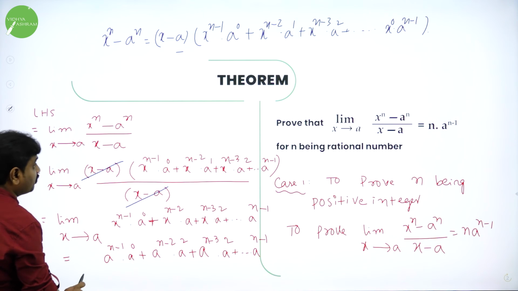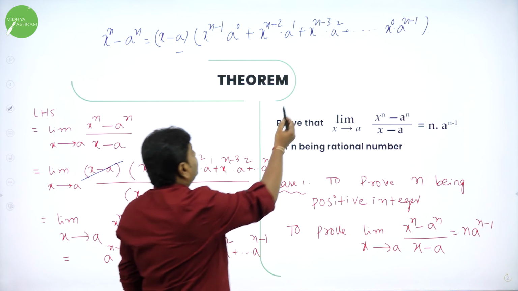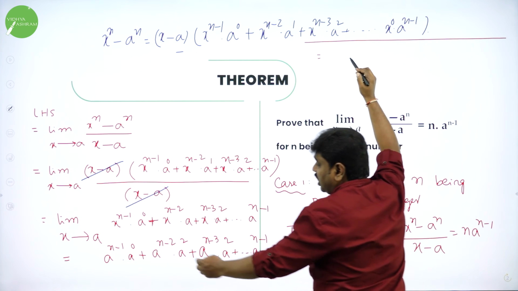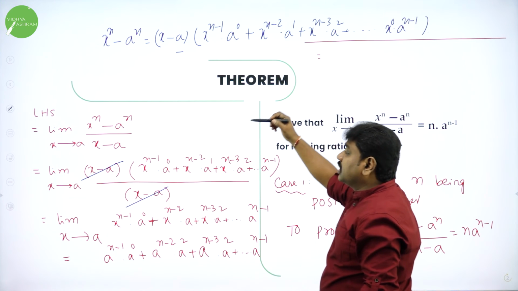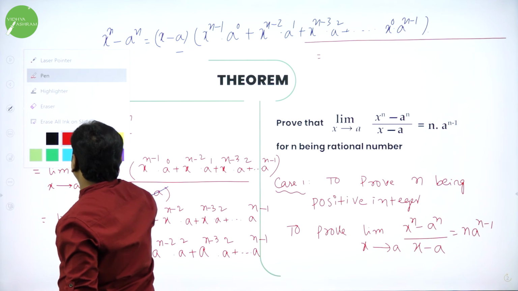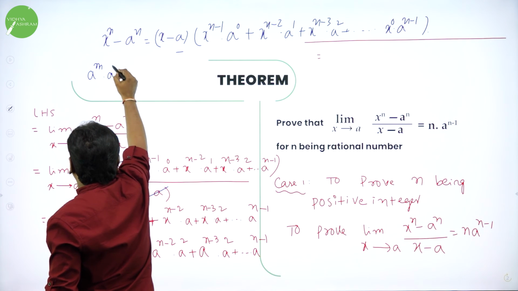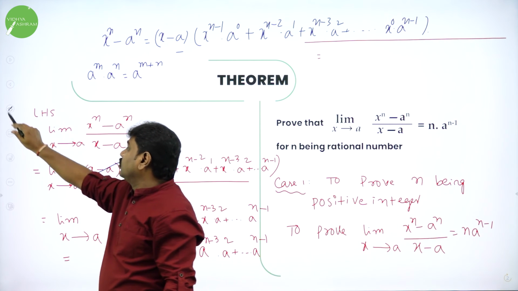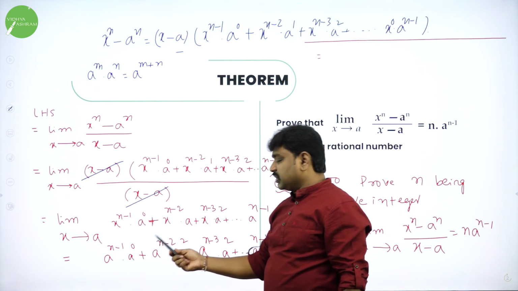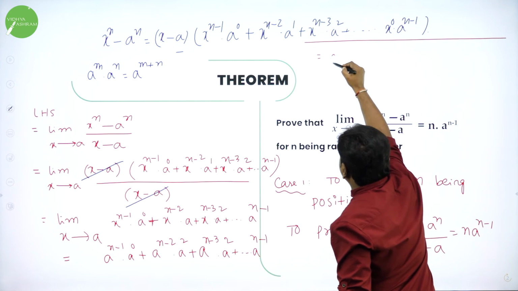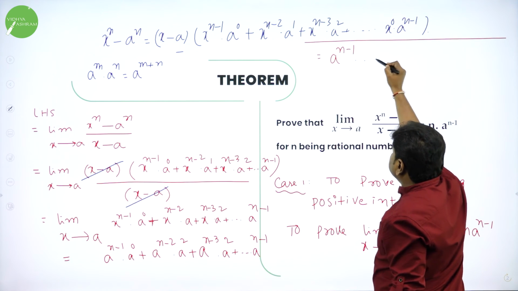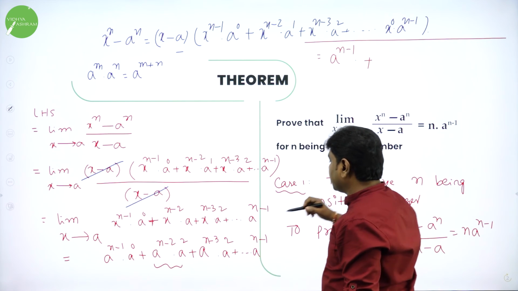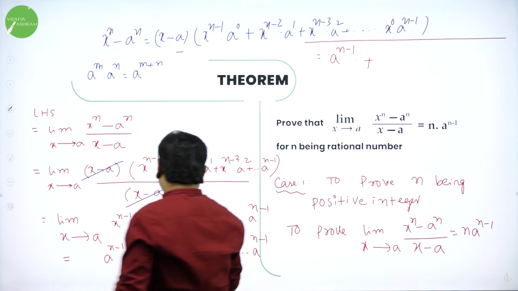Now if you simplify this, I'll write it here. If I simplify this, I'll use the law of indices, a power m into a power n. All of you know, these are the basics you need. What is a power m into a power n? A power m plus n, you can add the powers. Do you agree? Same thing we'll do now. So n minus 1 plus 0 is n minus 1. So first term becomes a power n minus 1 plus, here we have second term, n minus 2 plus 1, it will become a power n minus 1.